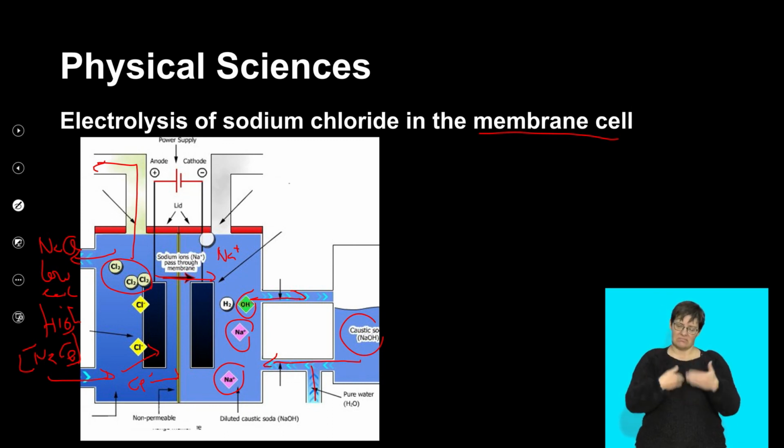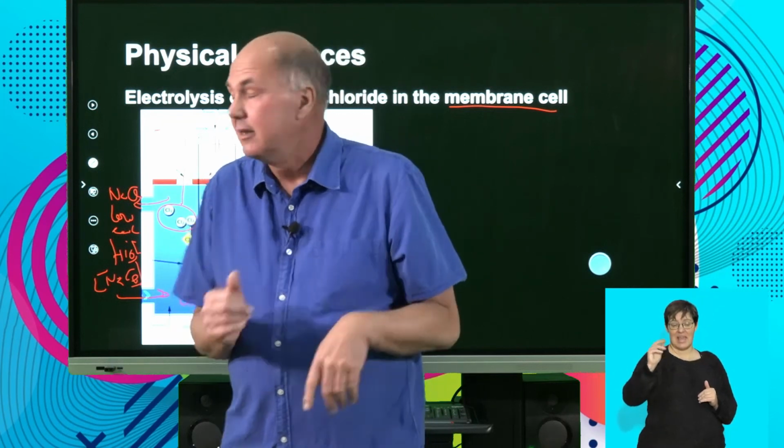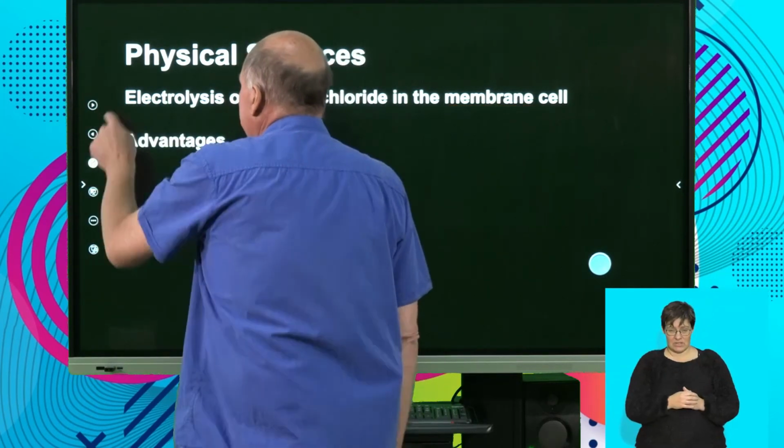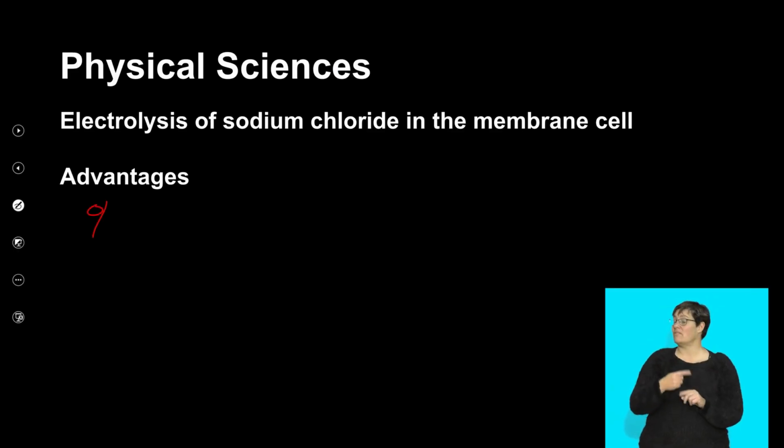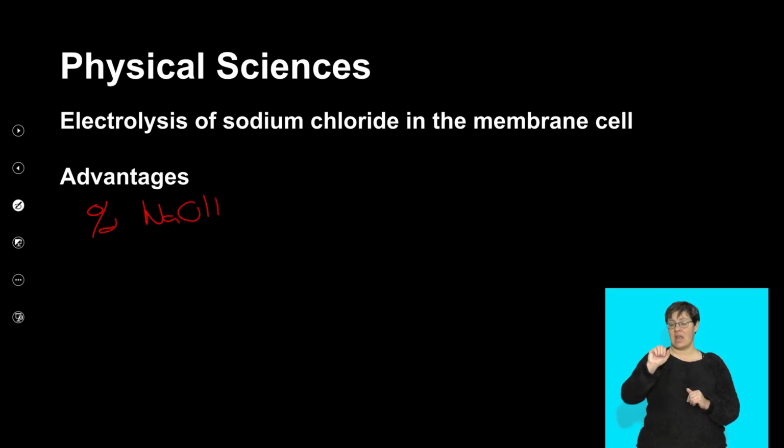And we're getting pure hydrogen being produced here. And so the key to this is that we're getting a higher concentration of sodium hydroxide. So just to wrap up quickly, the advantage here is the percentage of sodium hydroxide is greater. That's the biggest advantage.